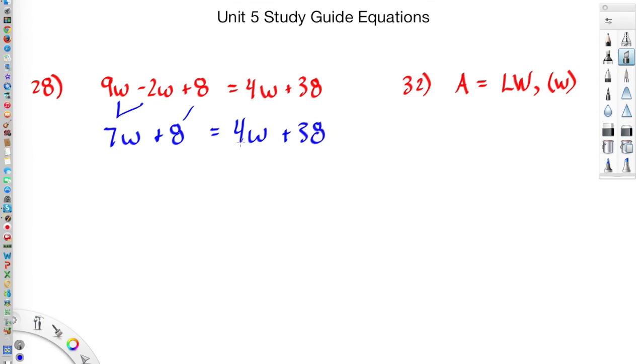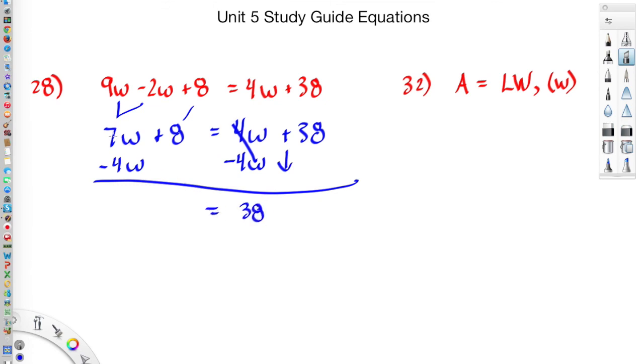Okay, now when I have variables on both sides of the equation, I need to remove the variables from one side and leave them on the other. And you always go after the small guy, whichever side has the fewest variables. 4w is less than 7w, so I'm going to get rid of the 4w by subtracting it. And what I do to one side, I need to do to the other. They cancel each other out. I bring down 38. And then 7w minus 4w leaves me with 3w.